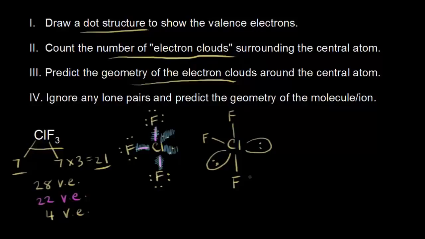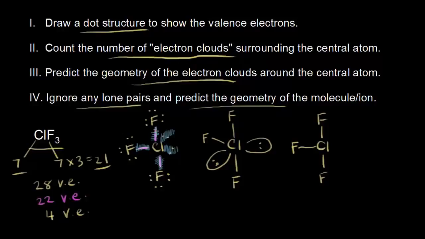Let's go ahead and talk about the final shape. When you're talking about the final shape, you ignore any lone pairs and you predict the geometry of the molecule here. So if we ignore lone pairs, let me go ahead and redraw that. We're going to put in our chlorine here. We ignore lone pairs, so we have our two axial fluorines, and then we have our equatorial fluorine, 90 degrees to our axial fluorines. And that's of course an ideal bond angle.